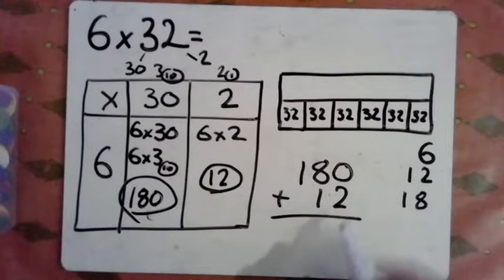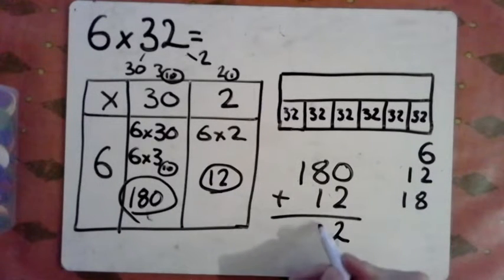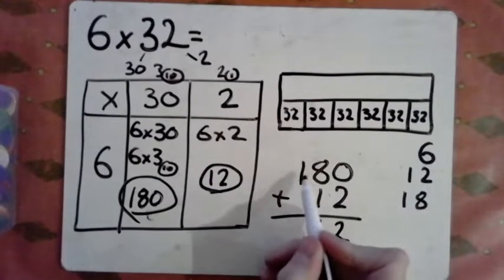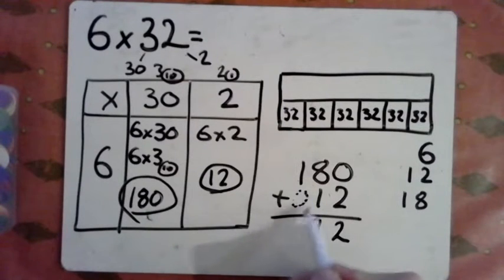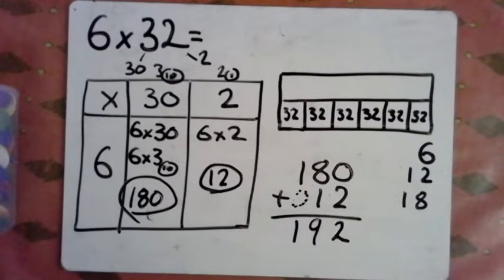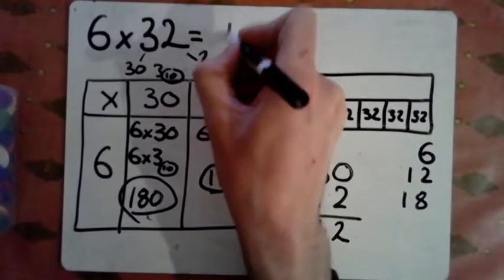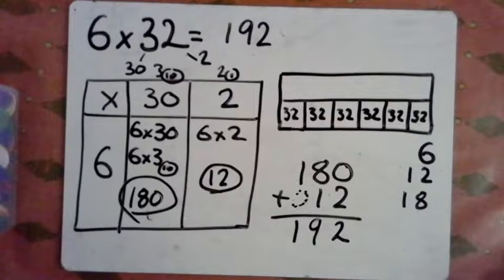0 ones, add 2 ones is 2. 8 tens, add 1 ten is 9 tens. I've got an invisible 0 in here, an imaginary 0. It is there, I just don't put it in. 100 add 0 is 192. So I've got 192 crisps inside my bag.